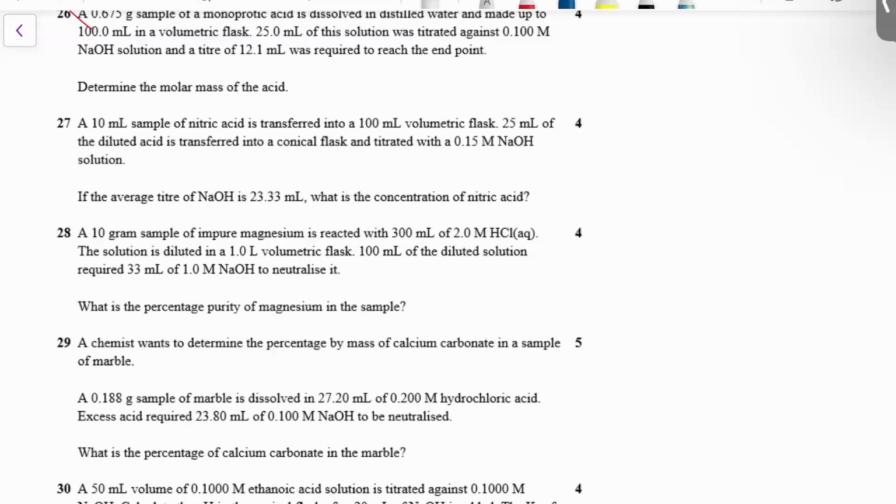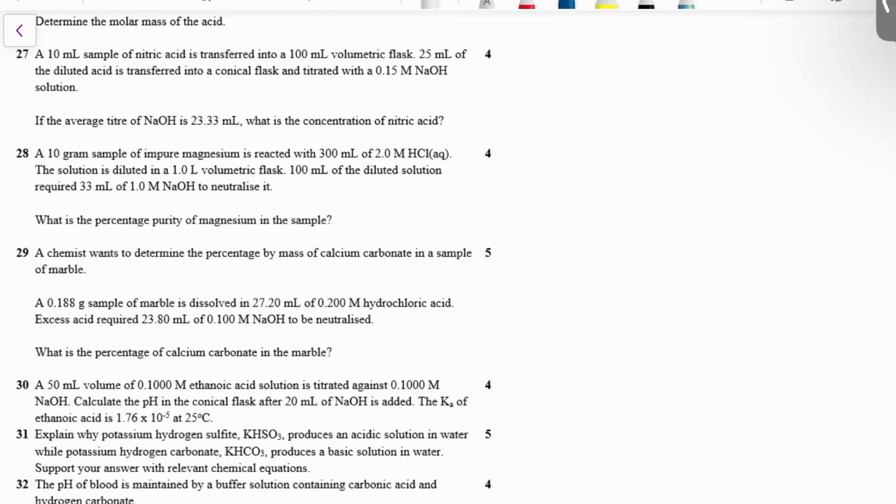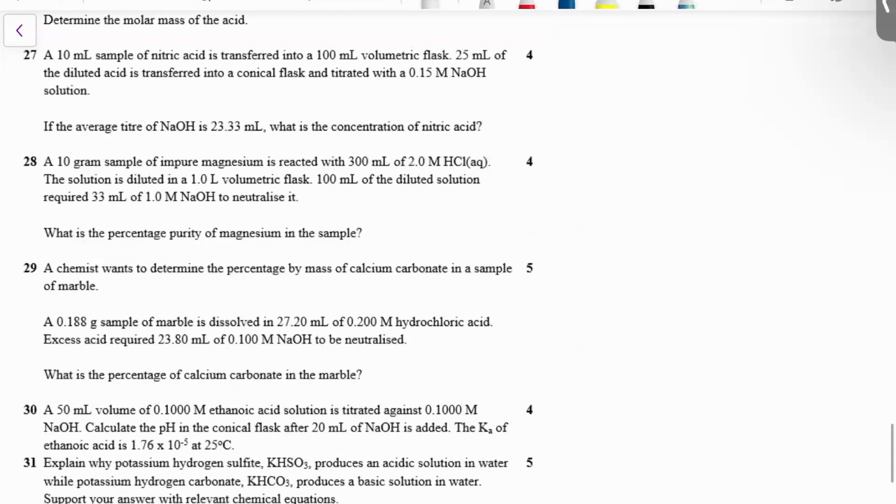Question 27, a 10 ml sample of nitric acid is transferred into a 100 ml volumetric flask. 25 ml of the diluted acid is transferred into a conical flask and then titrated with 0.15 molar NaOH. If the average titer of NaOH is 23.33, what is the concentration of nitric acid? Is this a direct titration, double direct, or a back titration? I need to know because it affects how I do my working out.